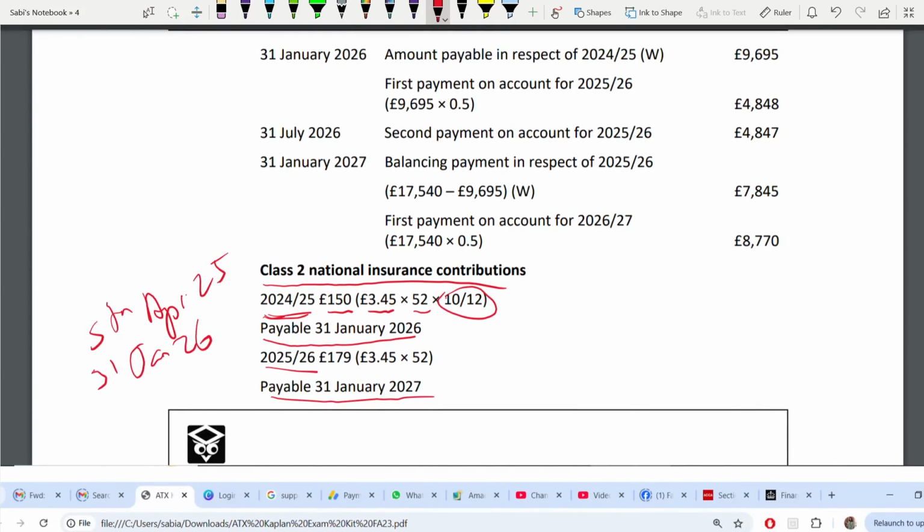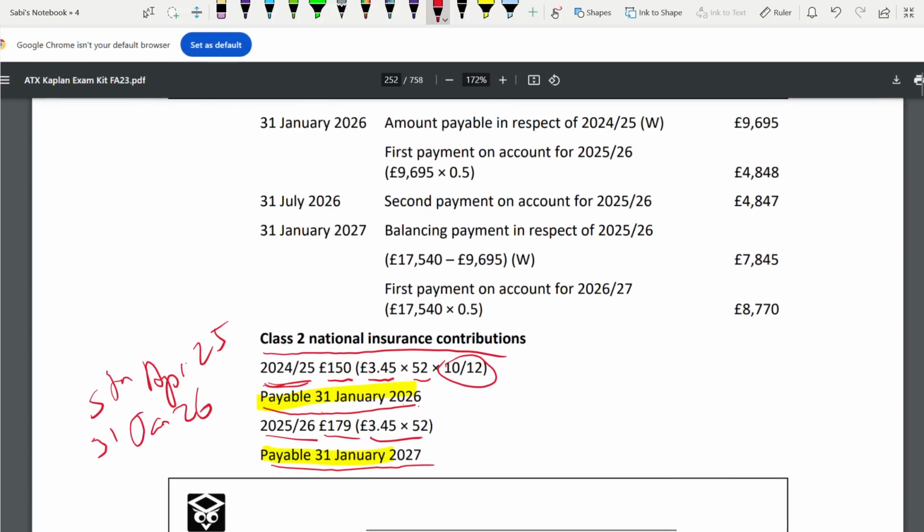150. And for the next, it is just 3.45 into 52. That's it. For the whole year, 179. This will be payable on 31st Jan 26. Remember, you have to give this date. These dates are very important. If you don't give, you are going to lose marks.